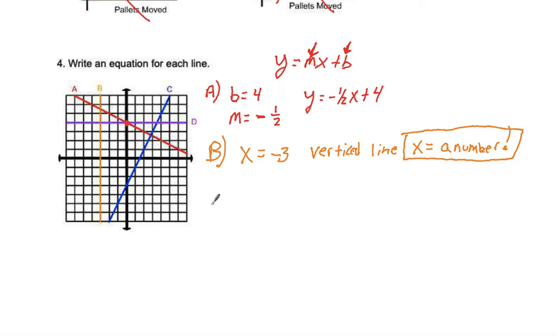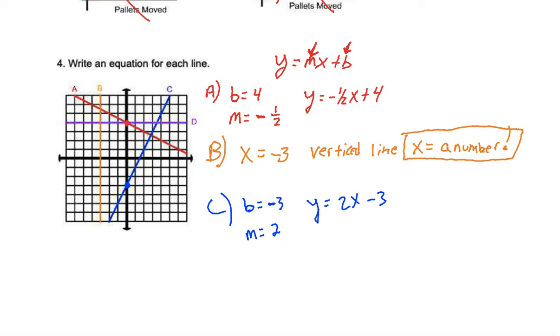Okay, C is going to be more like A, where we have to find the slope and the y-intercept. So the y-intercept is 1, 2, 3. So it is down 3, which is negative 3. And then I notice it's a positive slope. So I need to count up 1, 2, right 1. So the slope is 2. Just take those two numbers and plug them into the slope-intercept equation. y equals 2x minus 3.